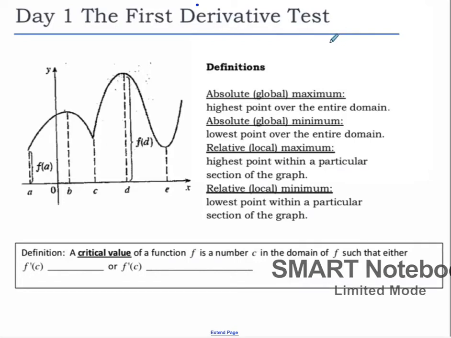Hello, this is Mr. Collier, and today we're looking at the first derivative test. So here we have the sketch of a function. I'm going to assume it stops here and stops here because there's no arrows.